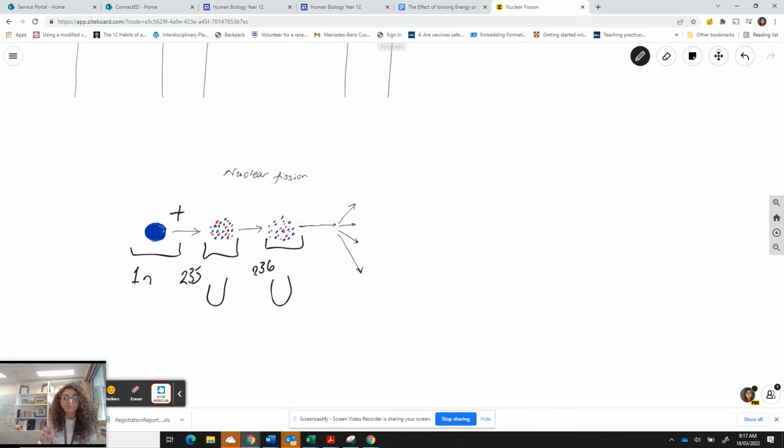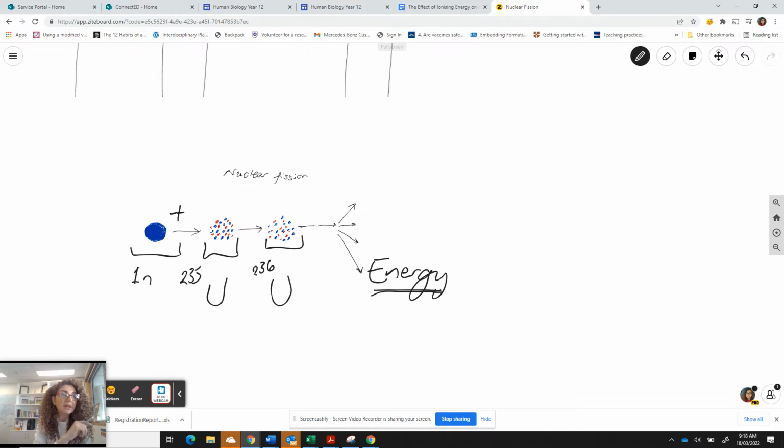Now, when we get that uranium-236, it is so unstable that this whole nucleus, where all the protons and the neutrons are, the forces that are holding that nucleus together can no longer hold it together. And so they kind of break apart. And once they break apart, one of the main things that is produced is that energy. Okay, and that's our focus. That's what we're looking at for what is the impact on human health.